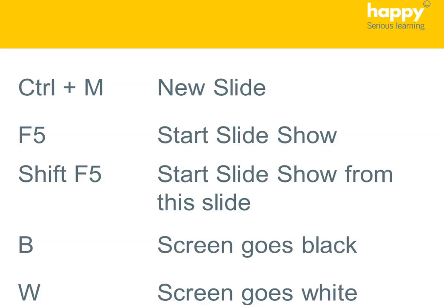So, a quick recap. Control and M to create a new slide. F5 for slideshow. Shift F5 for slideshow from the current slide. In a presentation, B will give you a black screen and W a white screen.